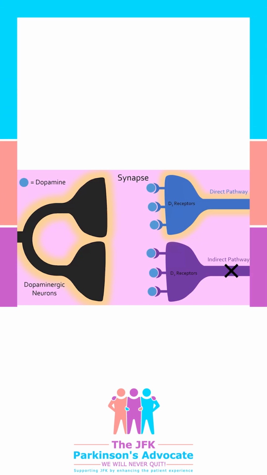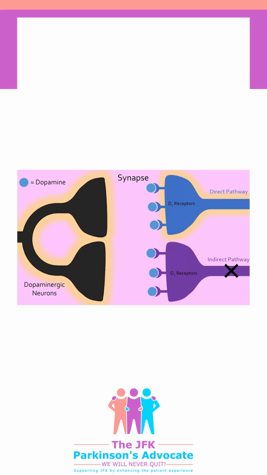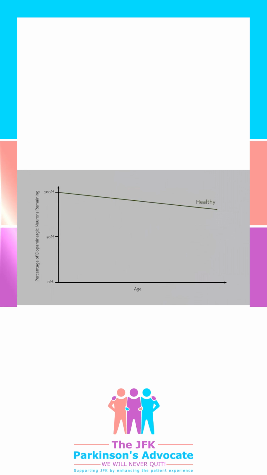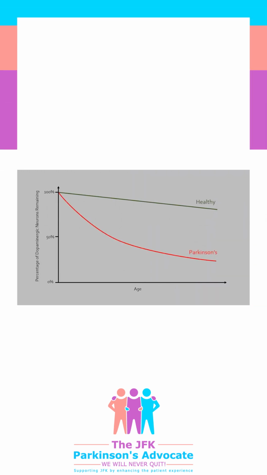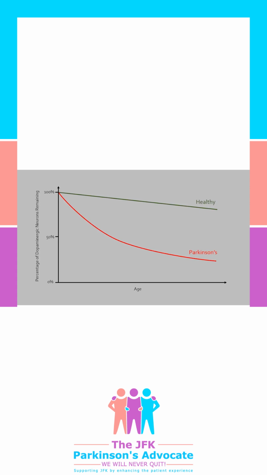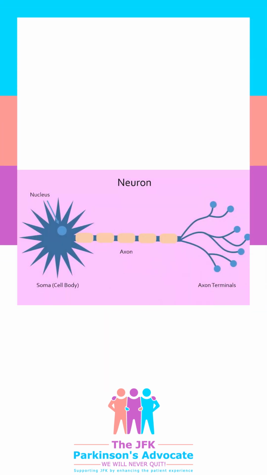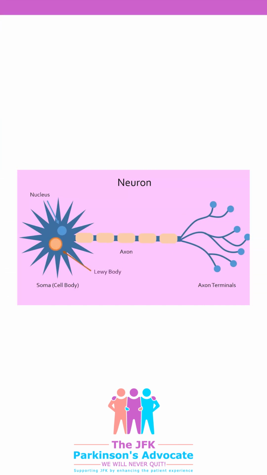One neurotransmitter can cause both excitatory and inhibitory effects just by binding to different receptors. In healthy people, these dopaminergic neurons slowly die out as age increases, but in people with Parkinson's, this decrease is dramatically accelerated. Scientists don't really know why these neurons die out, but brain autopsies show that within those neurons, there are clumps of proteins called Lewy bodies.